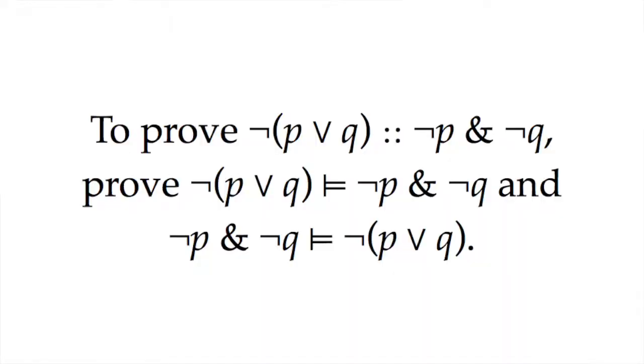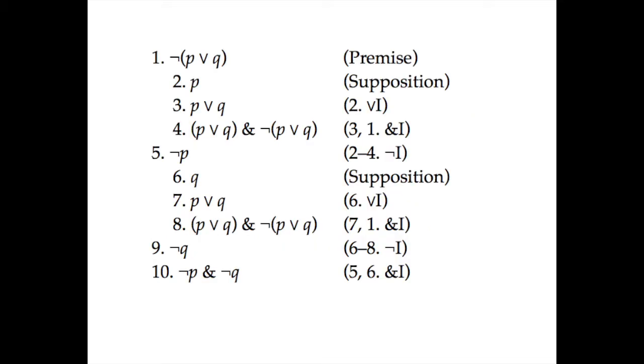Here we go. One thing that I asked you to prove is that not parentheses P or Q is logically equivalent to not P and not Q. All right, and to prove that, you just prove that the statement on the left entails the statement on the right. And then you prove that the statement on the right entails the statement on the left. And here's how you do that. So this is the first half of the proof. I have one premise. The premise is on line 1.